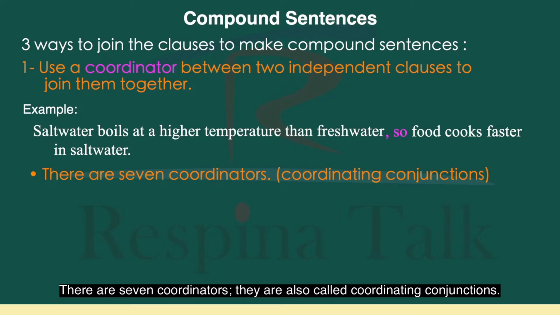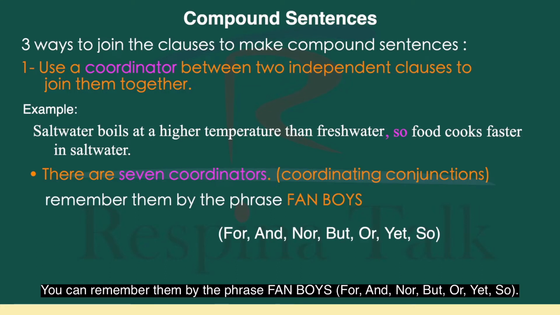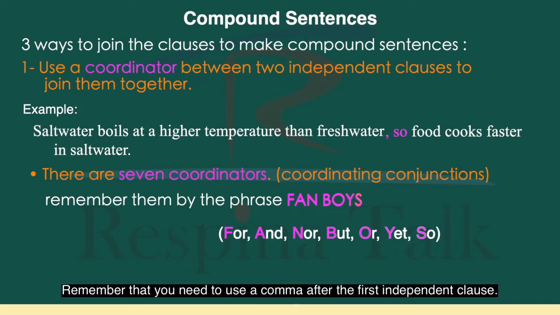There are 7 coordinators. They are also called coordinating conjunctions. You can remember them by the phrase FANBOYS: for, and, nor, but, or, yet, so. Remember that you need to use a comma after the first independent clause.